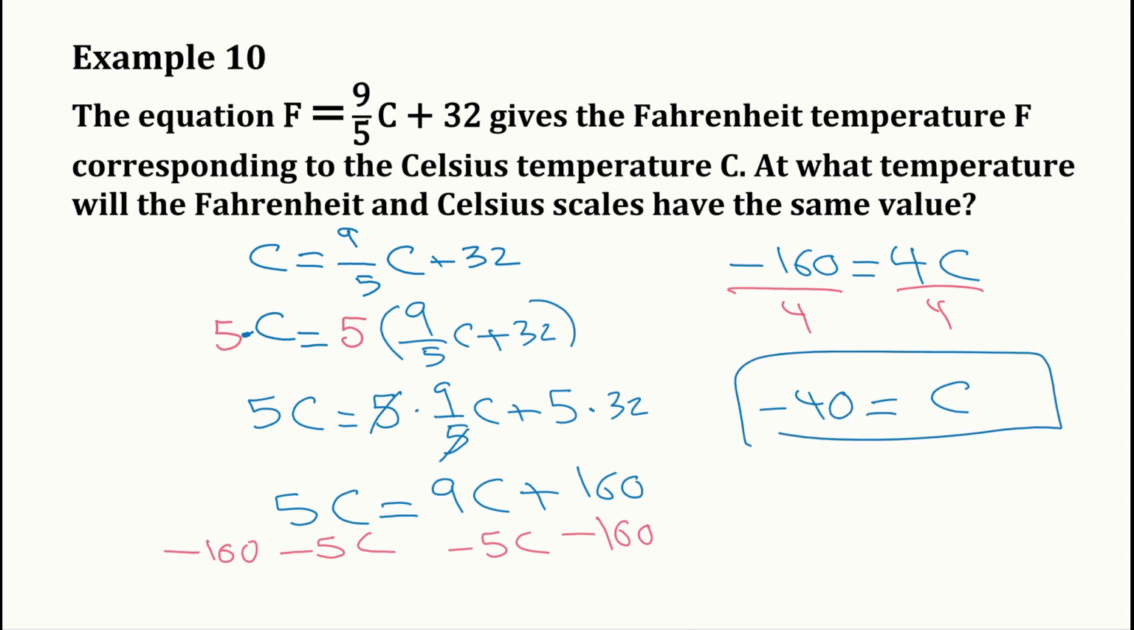All right, so the magic temperature at which the Fahrenheit and Celsius measures have the same numerical value is negative 40 degrees. Try it. Go to Google and say convert negative 40 degrees Celsius to Fahrenheit and see what happens, okay?